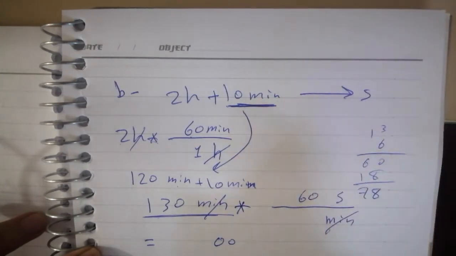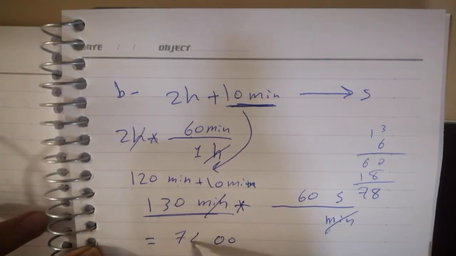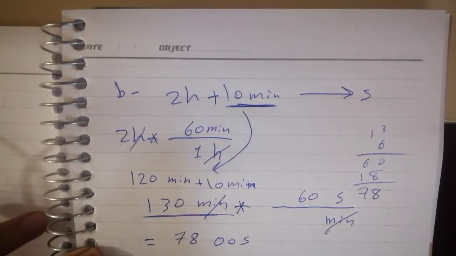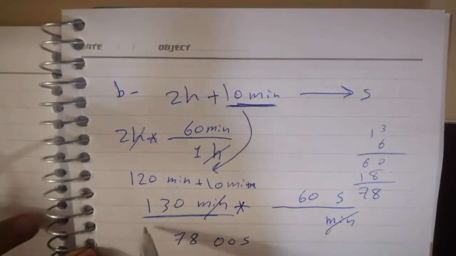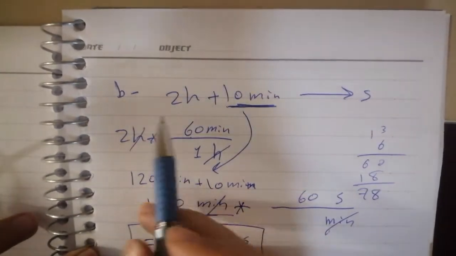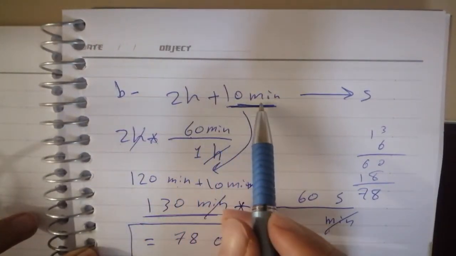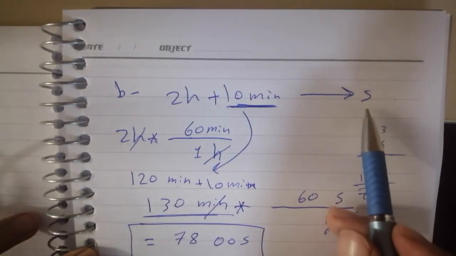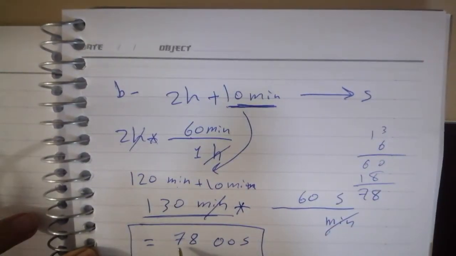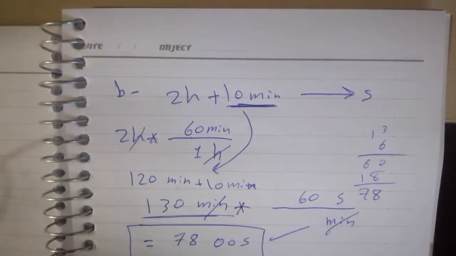All right, so that will be my answer. 7,800 seconds. That's what I will get. This is the final answer. If you change 2 hours and 10 minutes to seconds, you will get 7,800 seconds. All right, so that's the final answer for B.